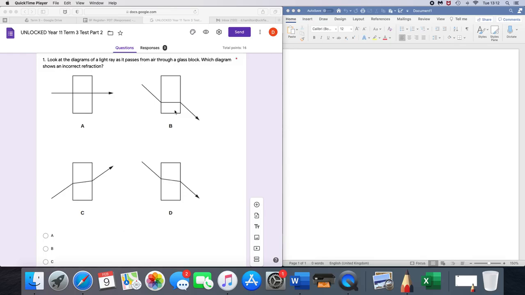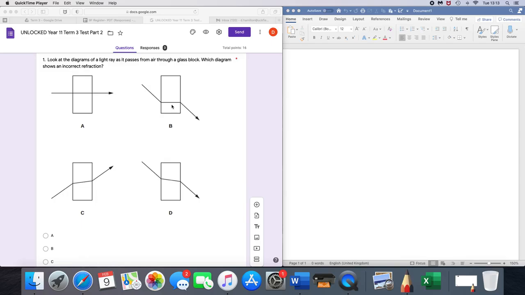Looking at the multiple choice questions then. Question 1. Look at the diagrams of a light ray as it passes from air through a glass block. Which diagram shows an incorrect refraction? Well, here we have one that's hitting the boundary at right angles along a normal, so it would pass straight through. Here we have it going from air into glass, and it's striking this boundary at right angles, so it would come straight through. So B is looking wrong.